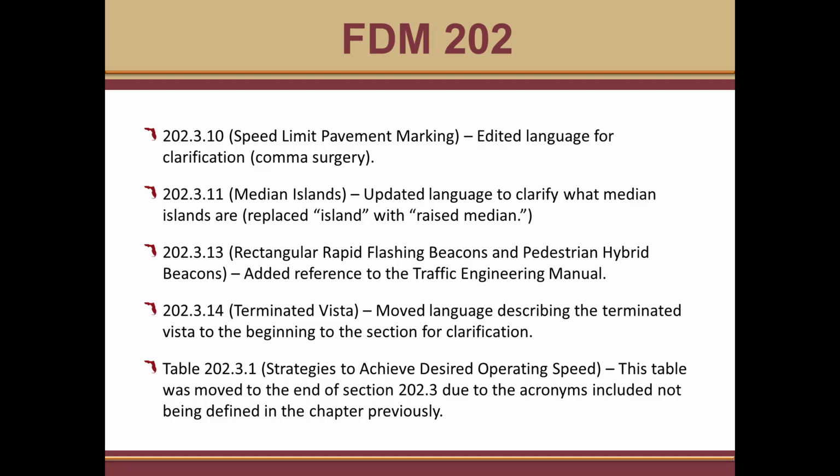And then there's the big table, table 202.3.1. This table used to be at the beginning of the chapter. So if you open the chapter and you don't see it, don't panic. It's still there. It's just at the back of the chapter now. And the reason we felt like it needed to be in the back of the chapter was simply because it has a reference to a bunch of things that hadn't been described yet.